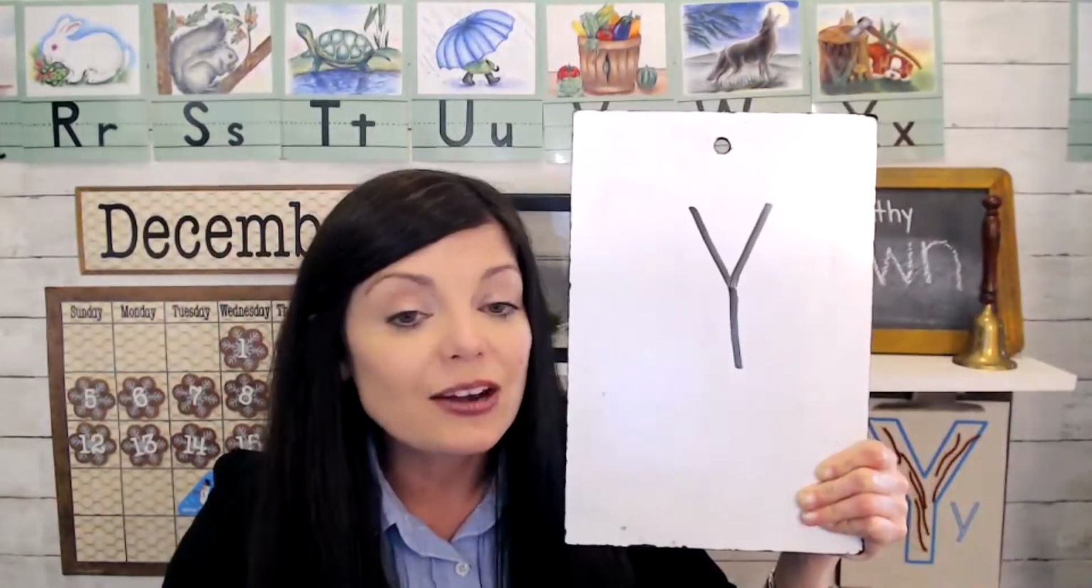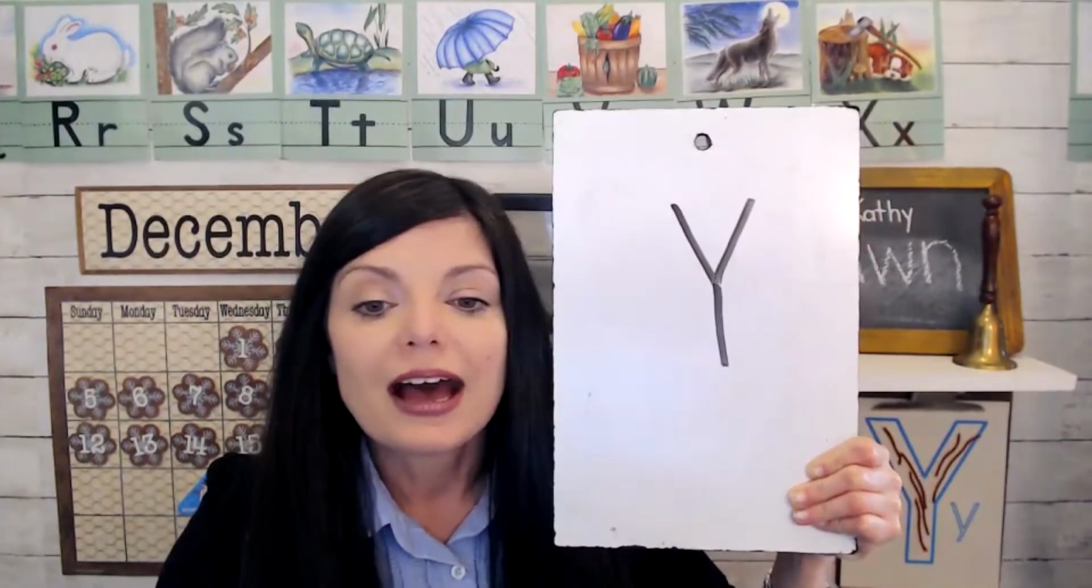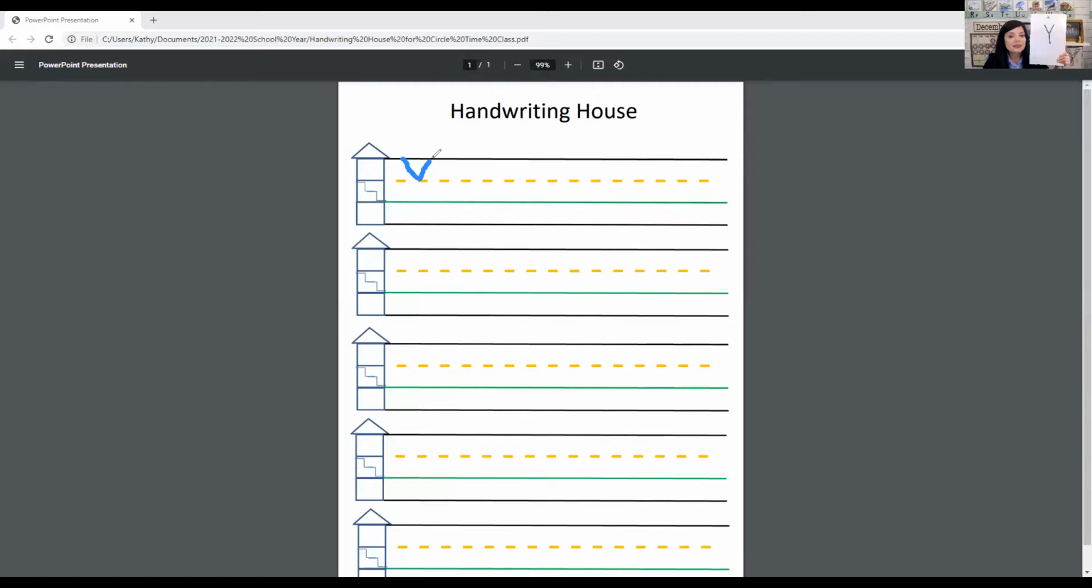If you're using handwriting paper, I'll show you how to make your letter Y on that. You're just going to make a V upstairs and a number 1 downstairs. A V and a 1. A V upstairs and a 1 downstairs. That's how you make a big uppercase letter Y.